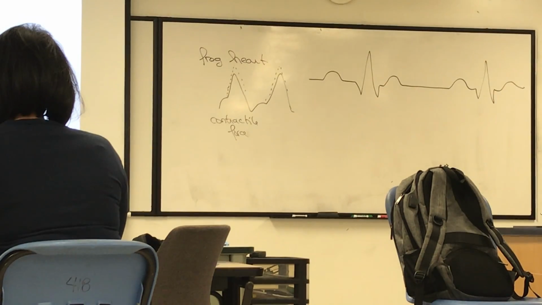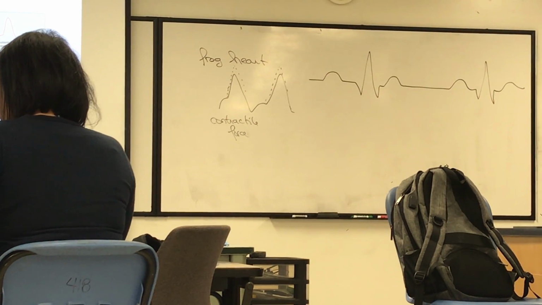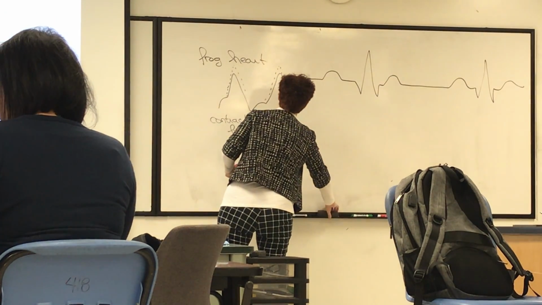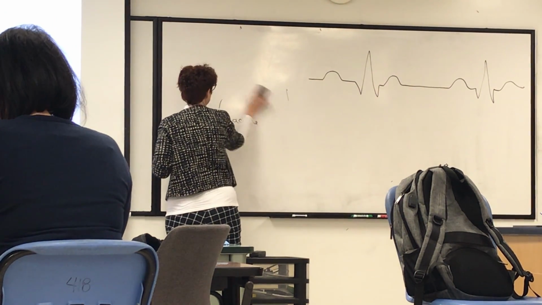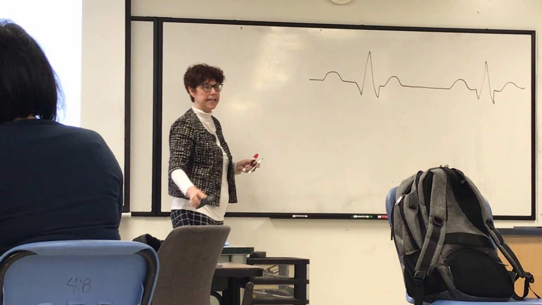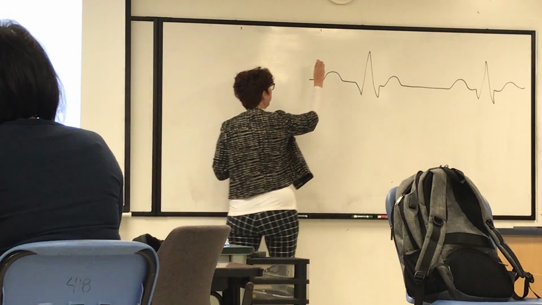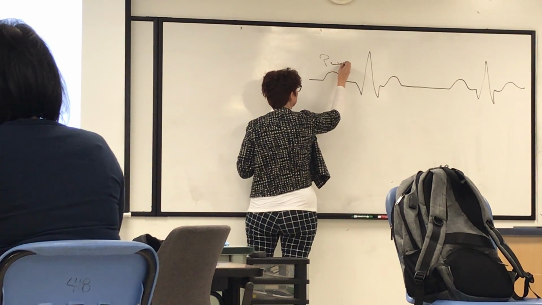Now, go back to that just a minute because I'm going to diagram it here on the board. So this first portion that we see on the ECG is identified as the P wave.